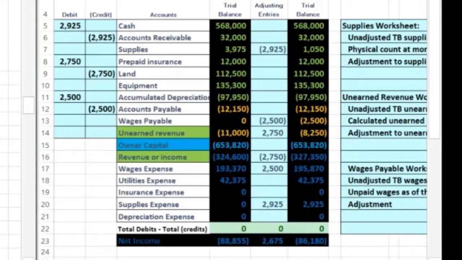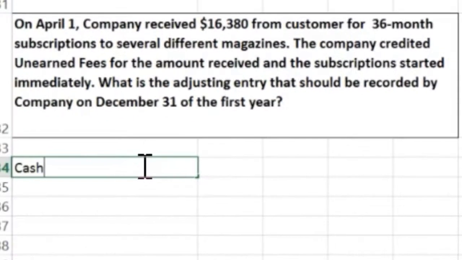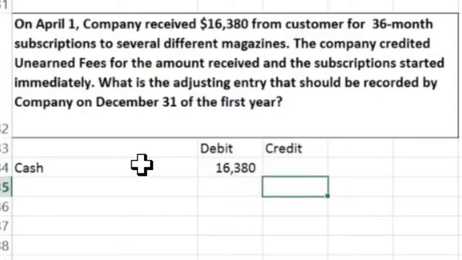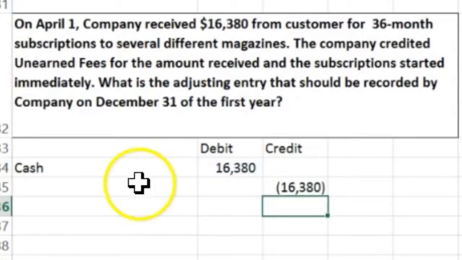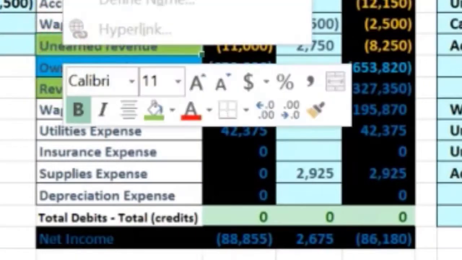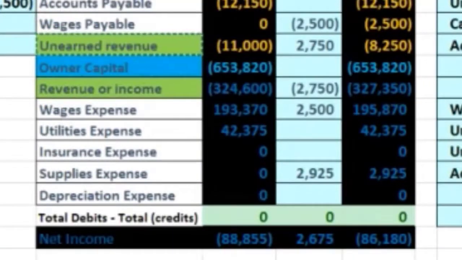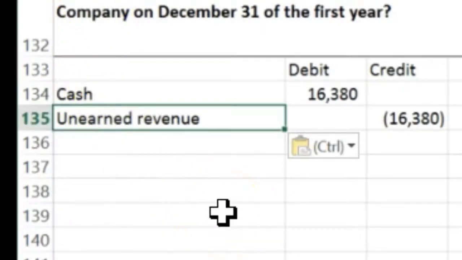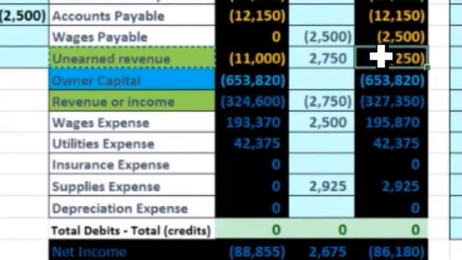Therefore, when we got paid, this journal entry happened. We said, okay, we got cash, in this case a debit, when we got paid $16,380, and we had to credit something. We couldn't credit revenue because we had not yet earned it under an accrual basis. So we had to credit unearned revenue, a liability, an increase in the liability. Why? Because we owe this money back, or we have to do the work. One of the other has to happen. So now we have this liability, $16,380. That's what this number would be under this problem.